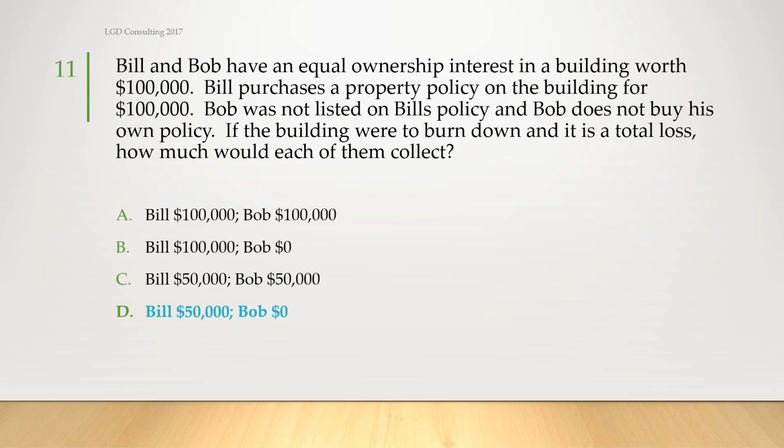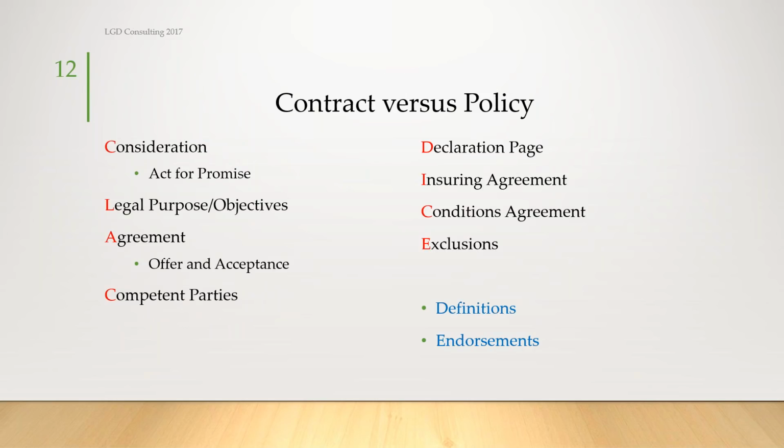Okay, so this one's a tricky one about insurable interest. A lot of people want to argue the point: yeah, but he bought $100,000. He should be able to collect $100,000. No, that would be a $50,000 gain if he collected that. He actually made money on a loss. That's not what insurance is about.